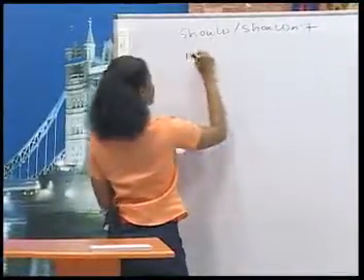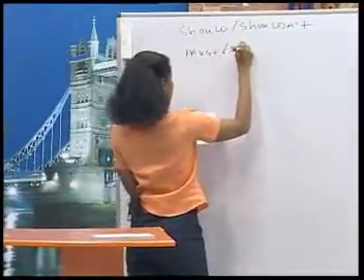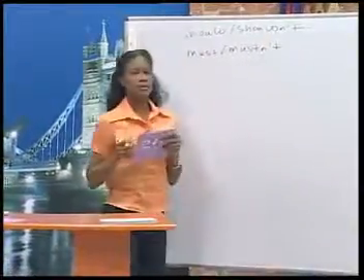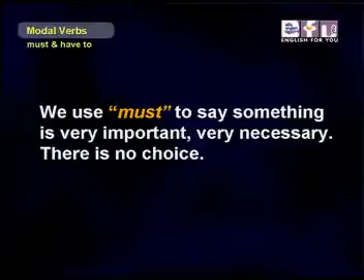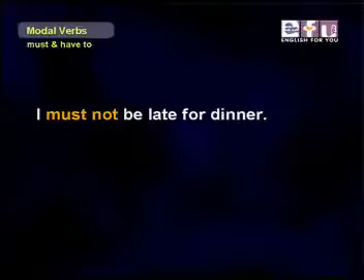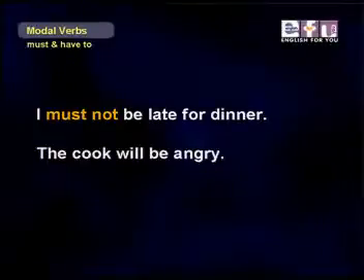Now, let's talk about the differences between should and shouldn't and must and mustn't. We use must to say that something is very important. It is necessary. There is no choice. Take a look at these examples. I must not be late for dinner. The cook will be angry.